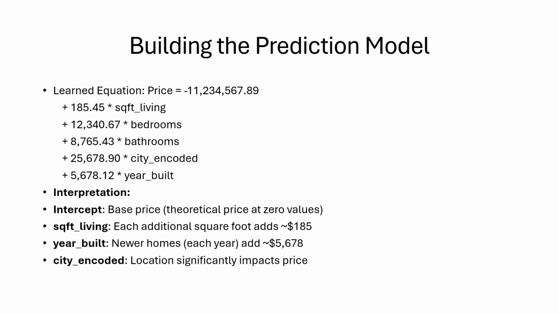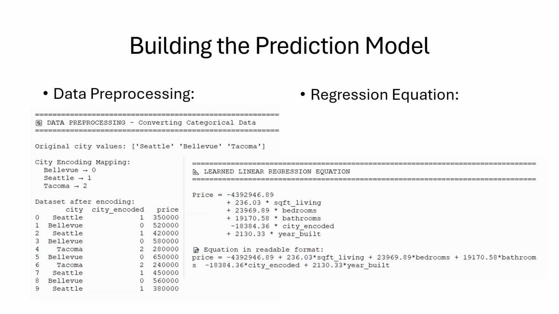So that's the equation for helping determine the ultimate price. The intercept is the base price. For square foot living, each additional square foot adds $185. Newer homes add $5,678, and then location significantly impacts the price of the home. Here are screenshots of the data preprocessing when the code outputs it, and the regression equation.